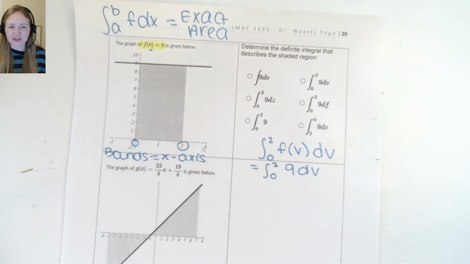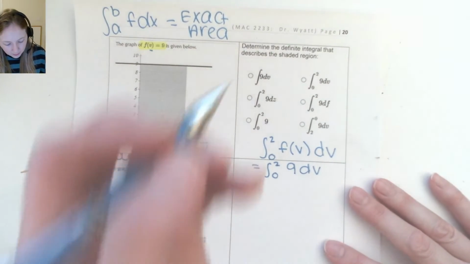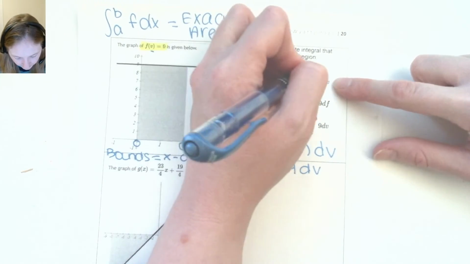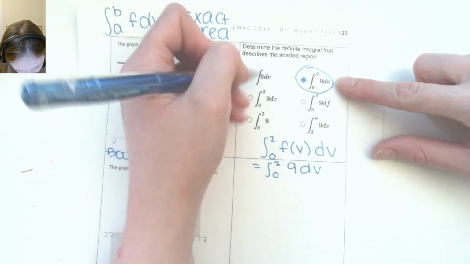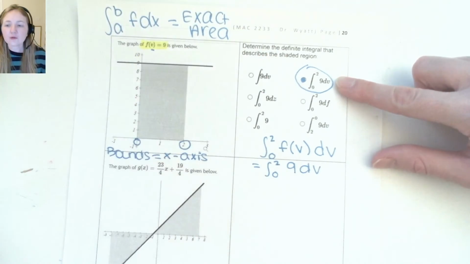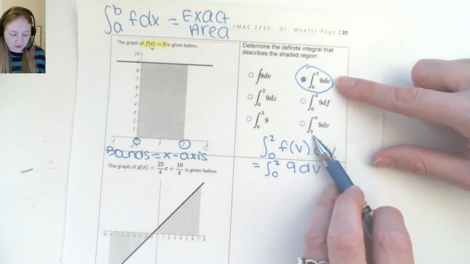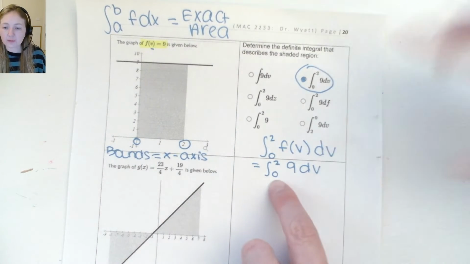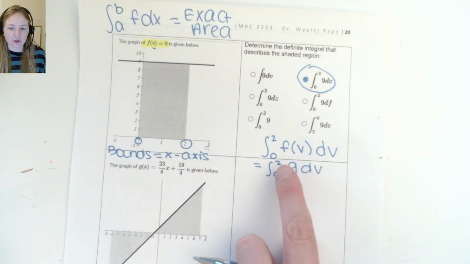So they have like all these crazy variations of this problem, but when you look at it, the 0 to 2, 9 dv, I believe that is the only one that matches what we have. The order does matter for the bounds. You'll notice there's a 2 to 0 here, but in terms of the bounds, it needs to be the lower number, the smaller number, and then the larger number.